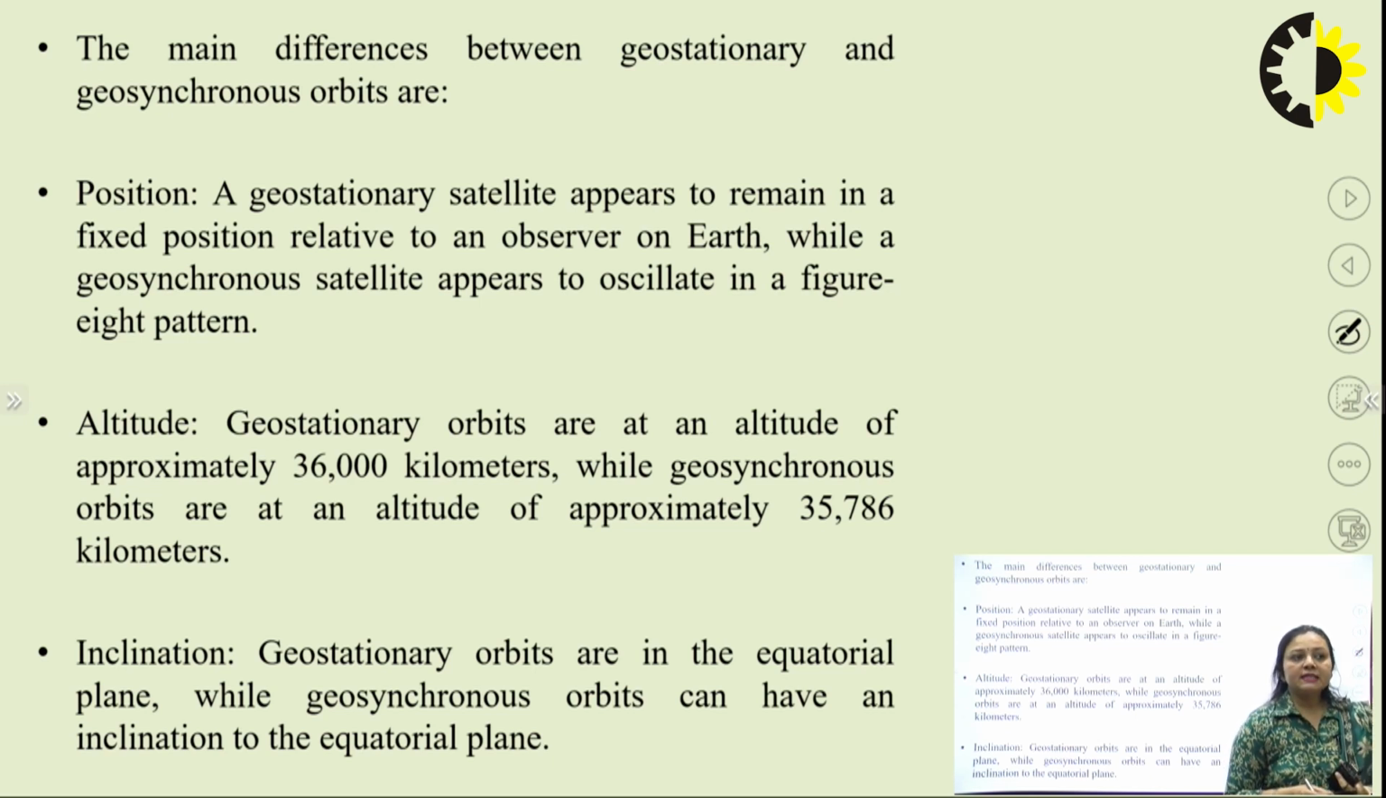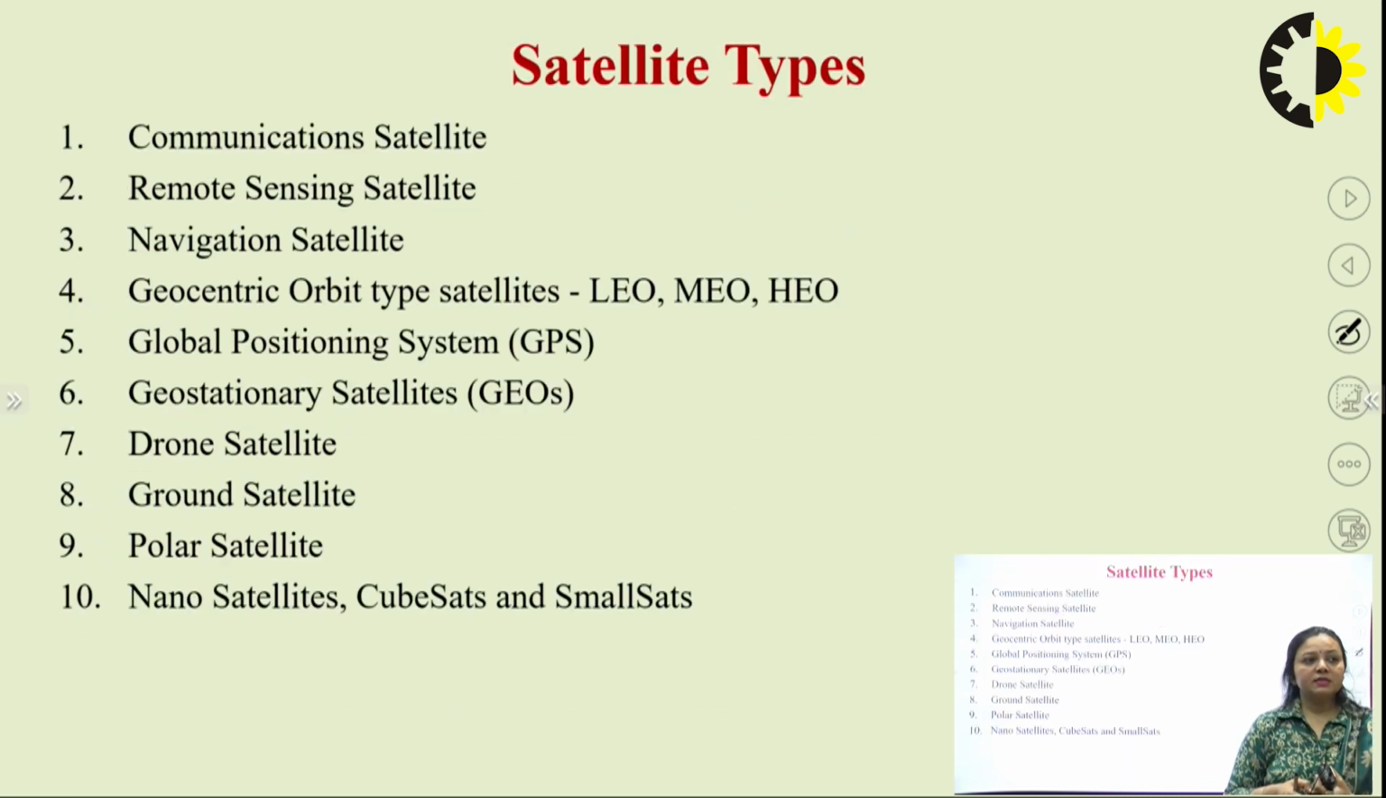So geostationary and geosynchronous differ in position. The geostationary satellite appears to be in a fixed position relative to an observer, while the geosynchronous oscillates, it covers from the poles, like from the north to the south pole and then back to the other. So it follows a figure 8 pattern. The altitude is approximately 36,000 kilometers, precisely 35,786 kilometers. Geostationary satellites are in the equatorial plane, while geosynchronous have an inclination to the equatorial plane. That is my polar satellite.